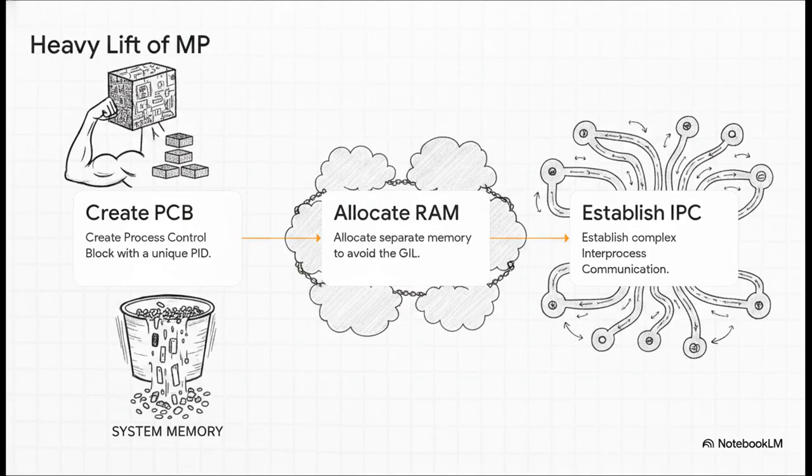Now, what's really interesting about this is the thought process. If threads are locked to a single process, why not just create entirely new, separate Python processes? Well, because of the sheer amount of heavy lifting required. Because each process is totally independent, yes, it completely bypasses the GIL. Fantastic. But look at the cost here. For every single new process, the operating system has to create a brand new process control block. It has to allocate completely separate memory spaces just to avoid that data corruption we talked about. And if you actually want those processes to talk to each other, you have to establish complex inter-process communication using tools like pipes or specialized queues. It just eats up your system memory rapidly.